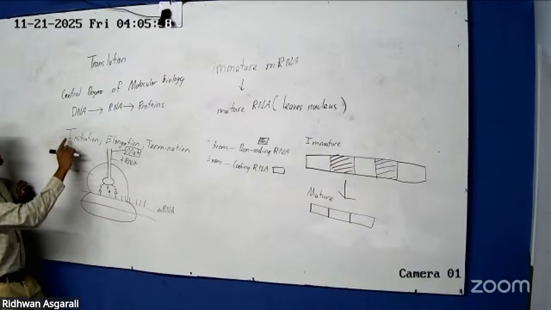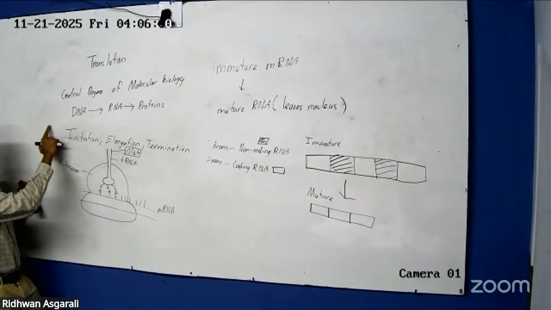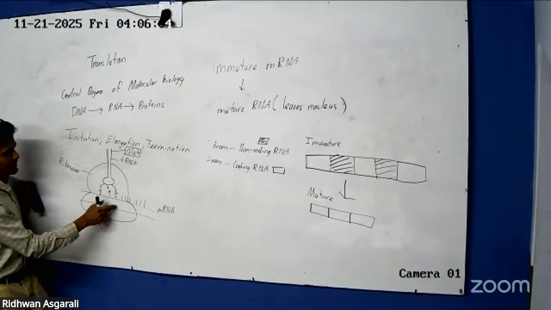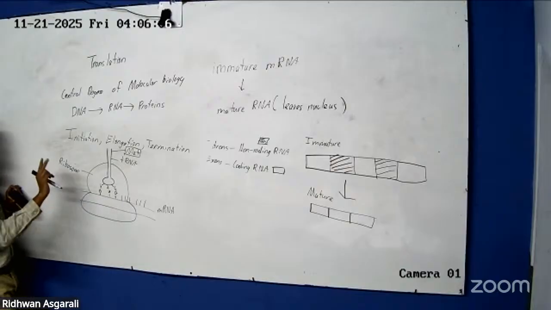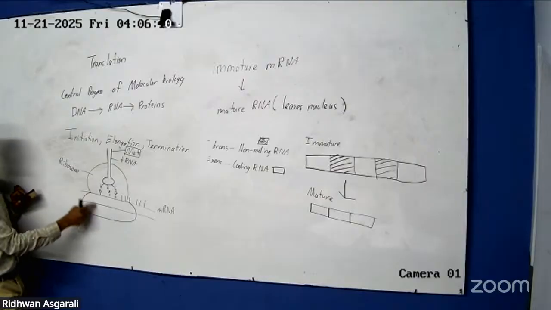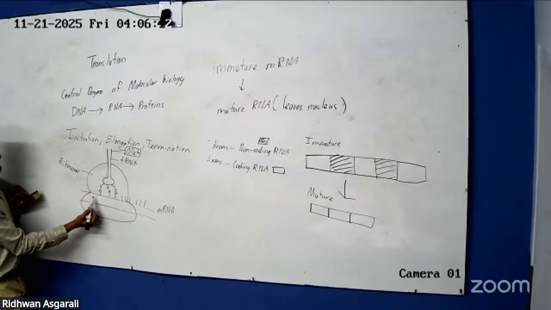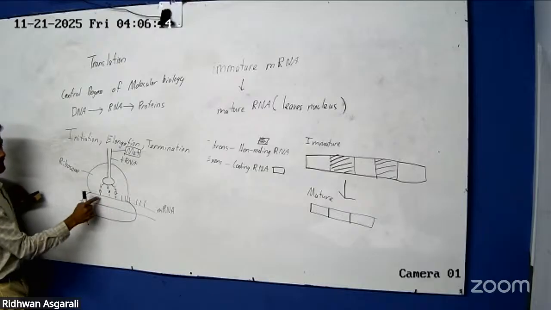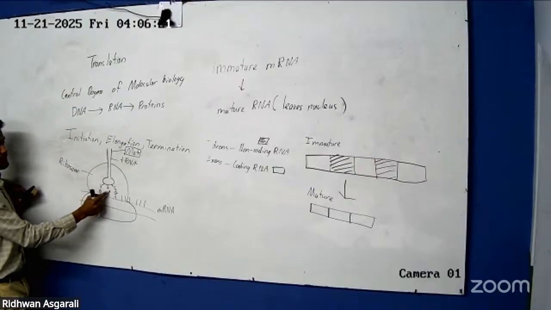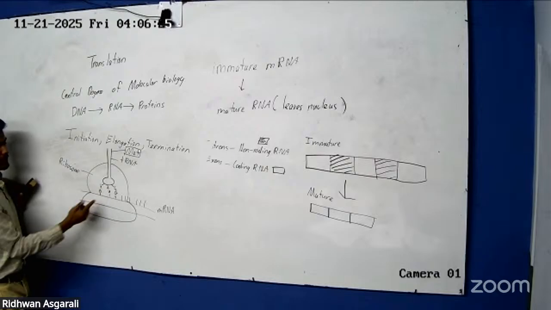Okay, so we're in translation now. We have our mature mRNA strand, and it's going towards a ribosome. Remember, your ribosomes have two subunits, so that's what is representing the two subunits here. This is our mRNA strand. And it starts at an AUG codon. That's the initiation codon or the start codon.